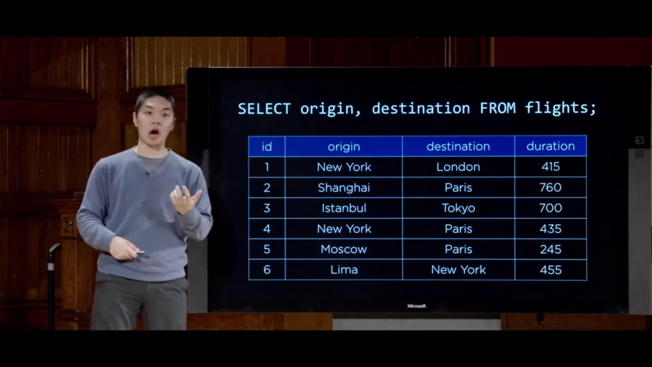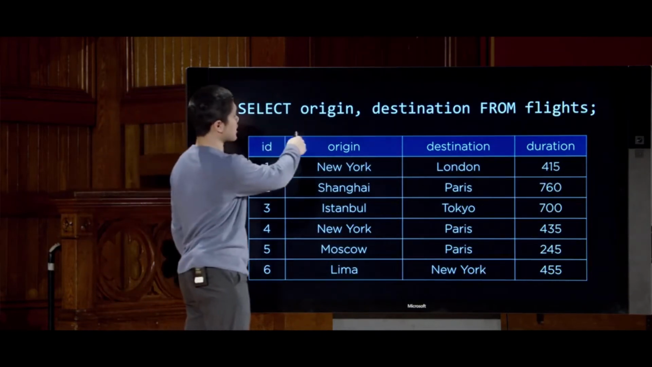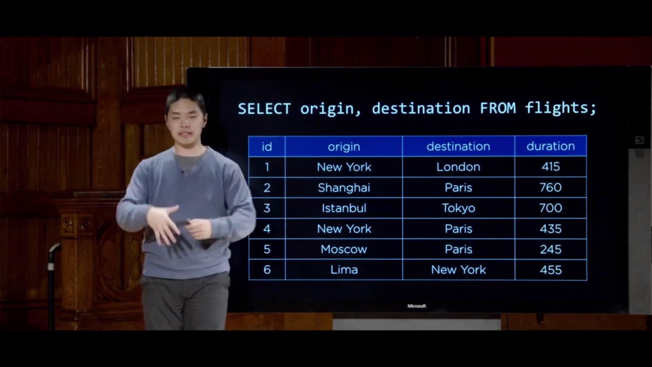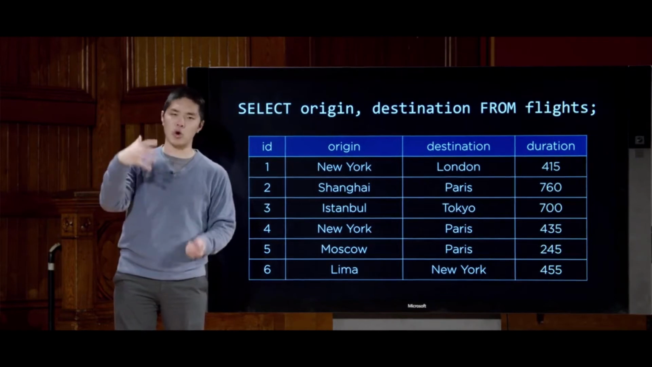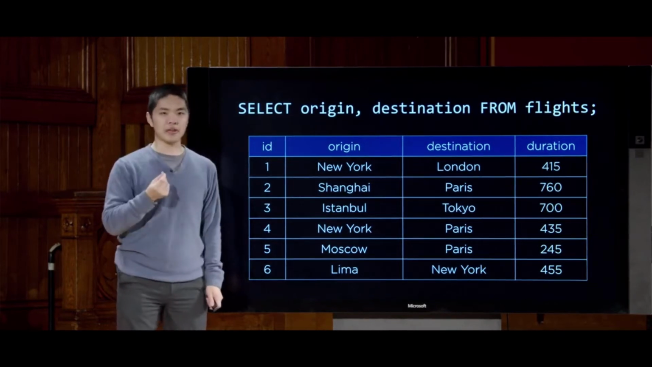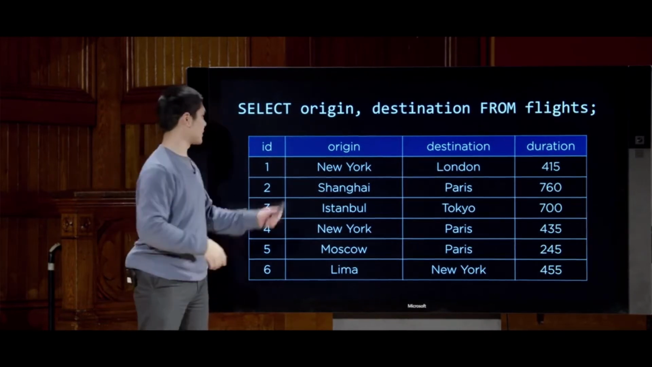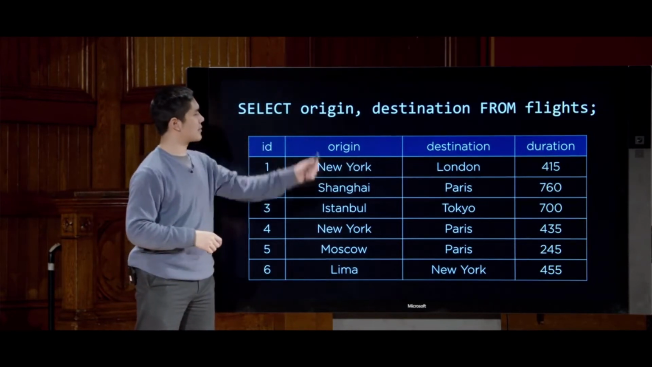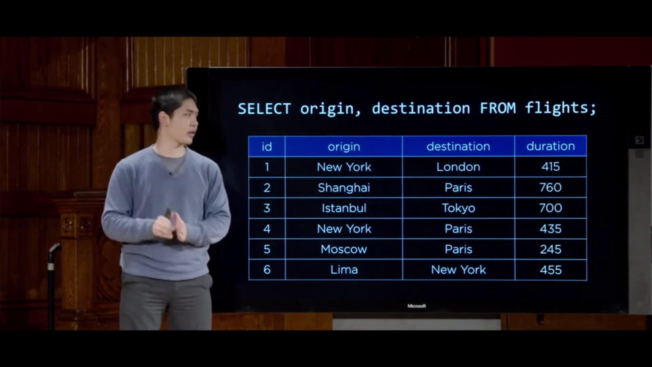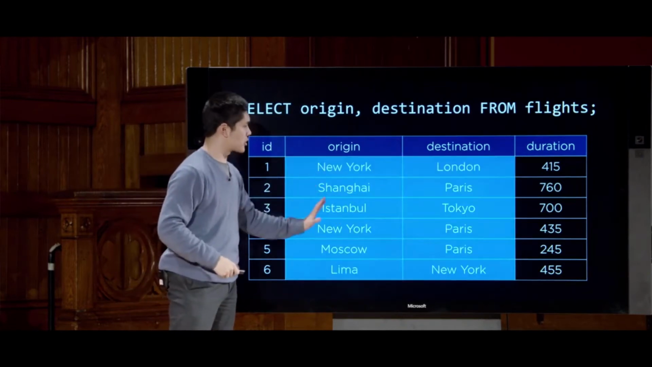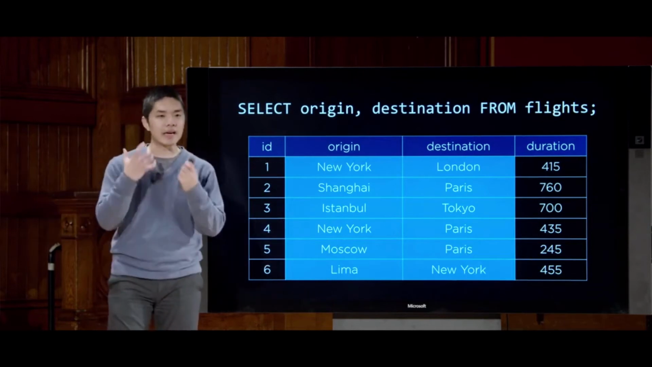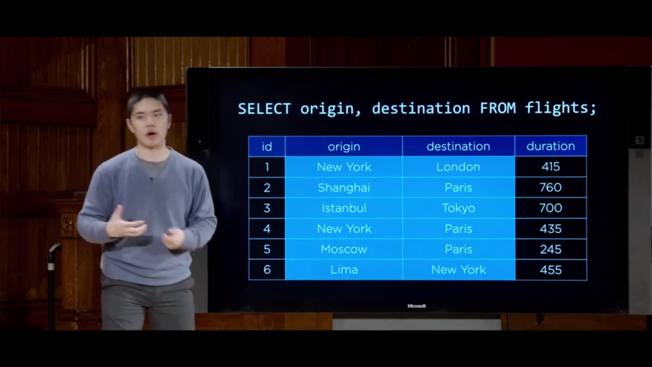Instead of star, I'm saying select origin, comma, destination from flights. So I'm, again, selecting from the flights table, selecting all of the rows still. But the difference is that instead of select star, which means select all of the columns present in the table, select origin, comma, destination means I'm only going to select these two columns, the origin column and the destination column.